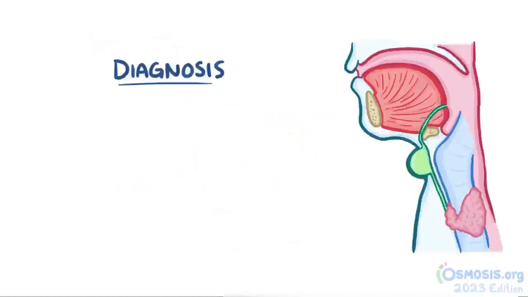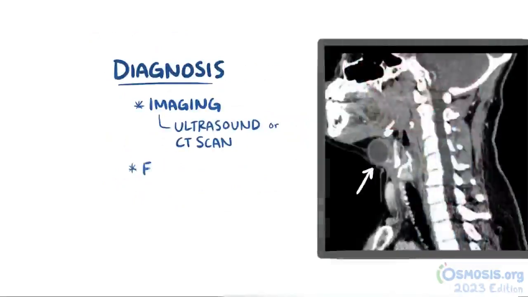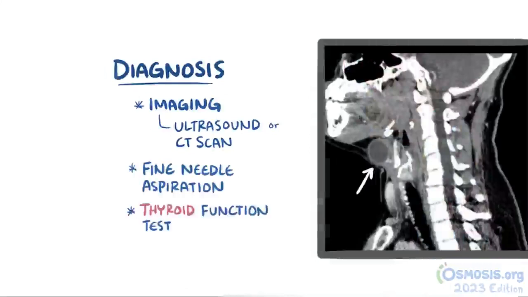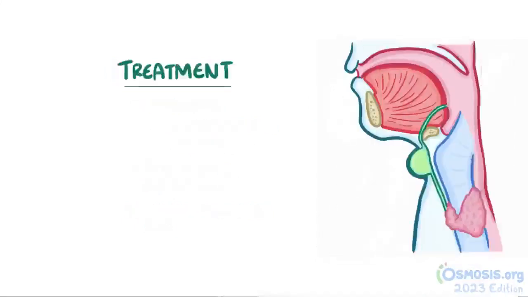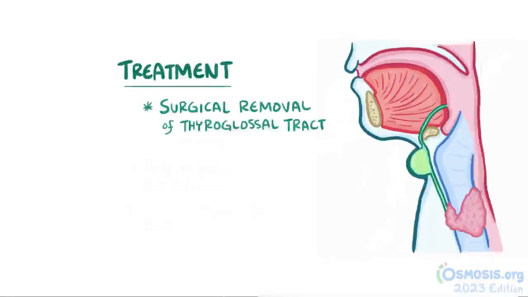The diagnosis of a thyroglossal duct cyst is usually done with an imaging study like an ultrasound or CT scan, and confirmed with fine needle aspiration. Sometimes a thyroid function test is done to assess whether the person has a healthy thyroid gland. Treatment of a thyroglossal duct cyst is surgical removal of the entire thyroglossal tract. In addition, antibiotics might be used to treat infections.